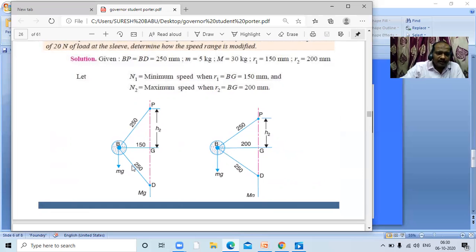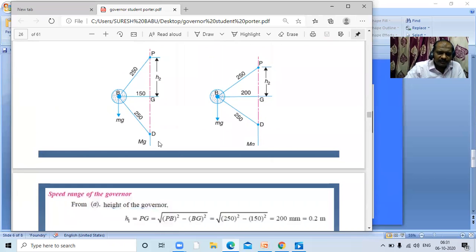H2 is given as maximum speed. And where will the maximum speed be? When the R1 distance is maximum, then we have a maximum speed. If the R1 distance is minimum, we have a minimum speed. And it will be reflected in H2 and H1. As H2 they have represented. So for minimum speed R1 is equal to BG. For maximum speed R2 is equal to BG. So first you represent this diagram. Links they have given, radius they have given 150, and on H2 they have given the height. So try to solve this.